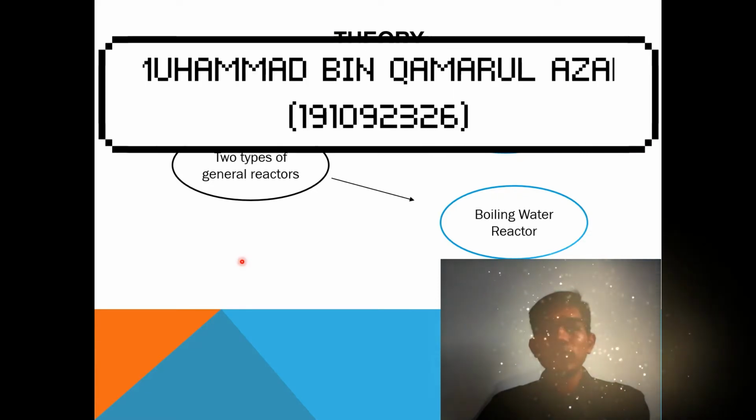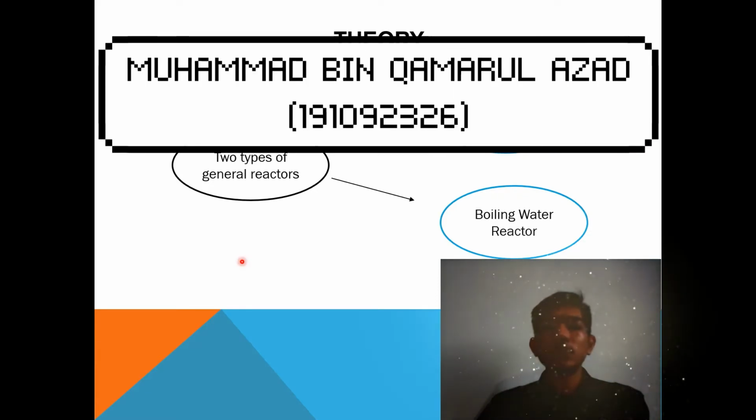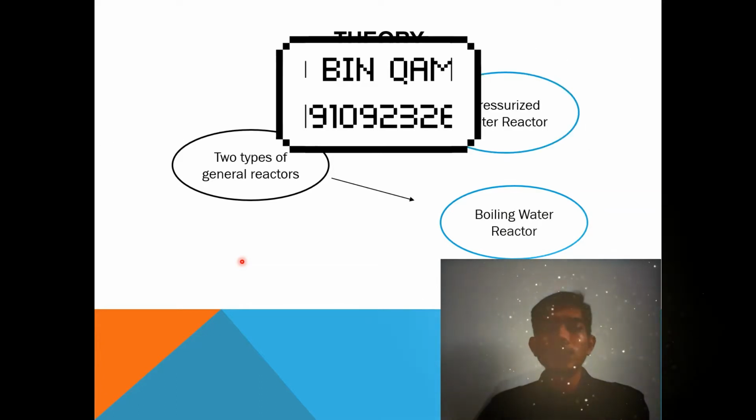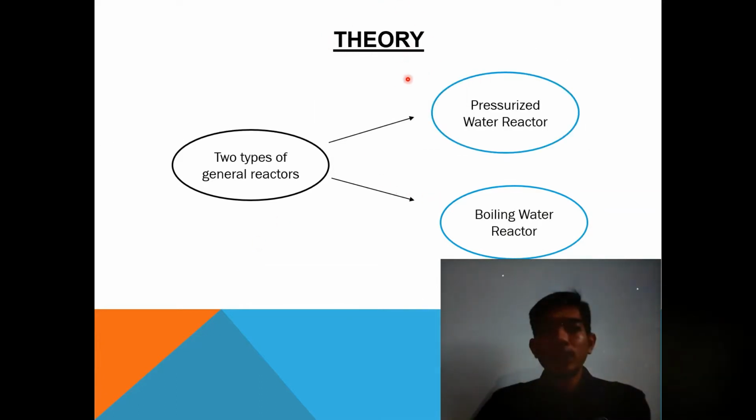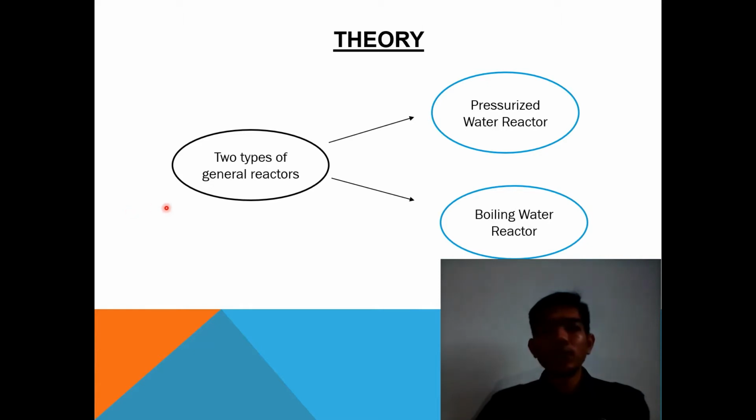Assalamualaikum, my name is Muhammad bin Kamarul Azad, matric number 1910922326. In the theory part, there are two types of general reactors: pressurized water reactor and boiling water reactor.